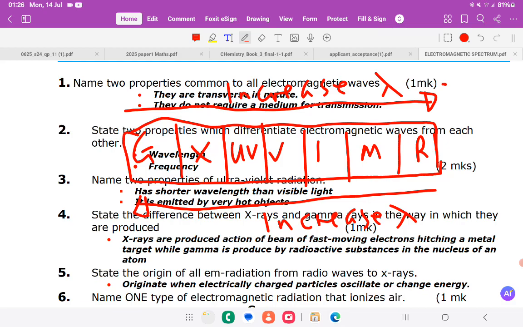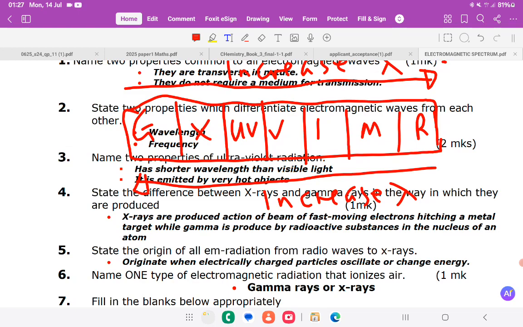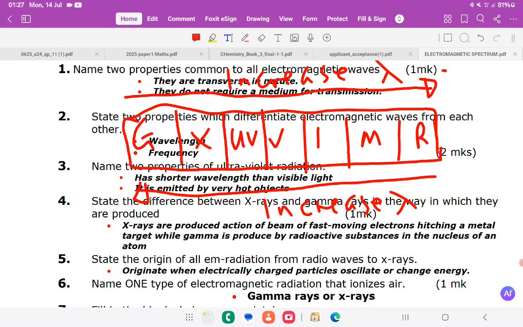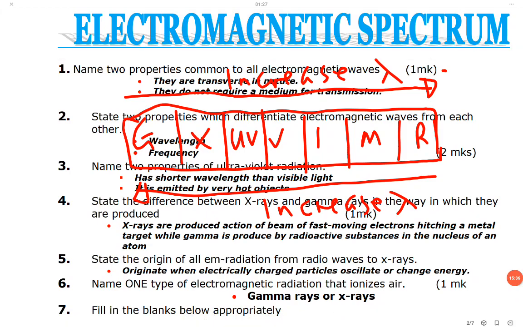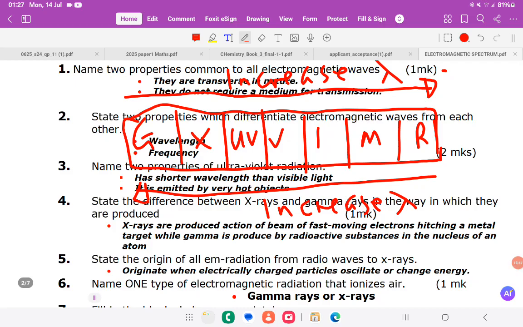So the question, question number 3, says name 2 properties of UV radiation. One of them is that it has a shorter wavelength. You are looking at UV, which is right here. It has a shorter wavelength than visible light, which is true, because as you move from gamma, the wavelength is just very small. The distance between successive crests or successive troughs tends to increase.